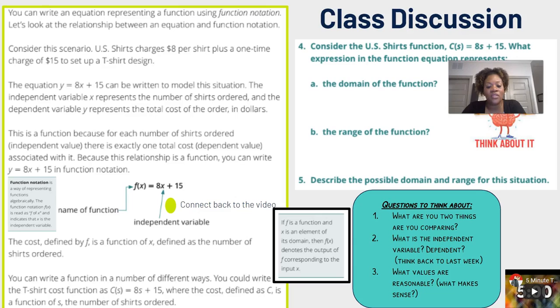So as you work through this, or as you work as a class through this particular slide, be sure to look at those questions to think about and make connections in order to successfully answer questions 4 and 5. Press play when you're ready to move on.